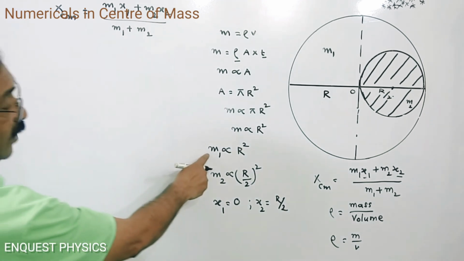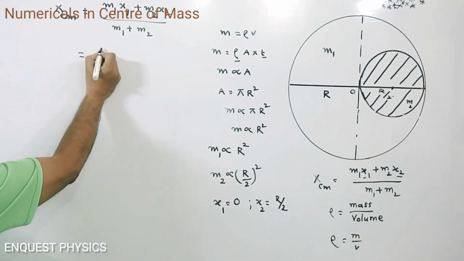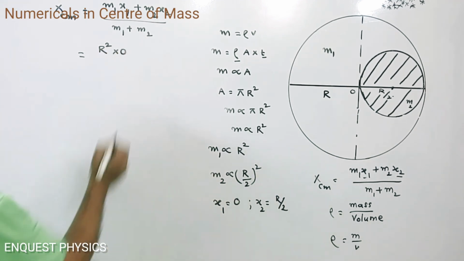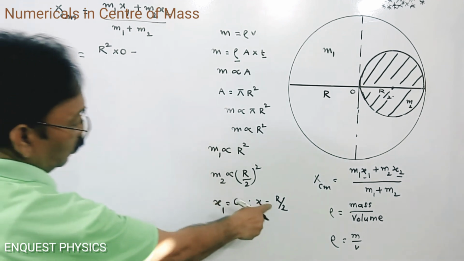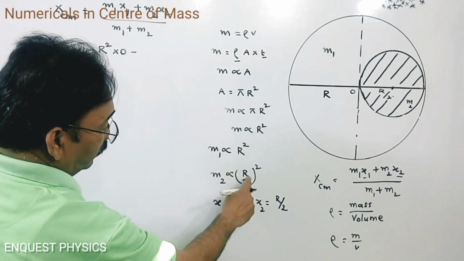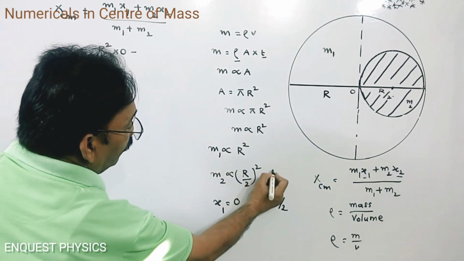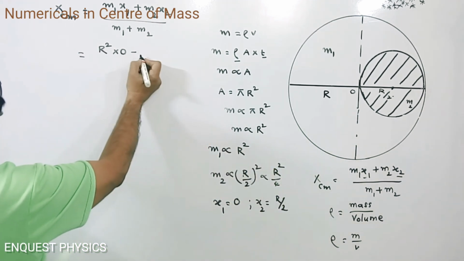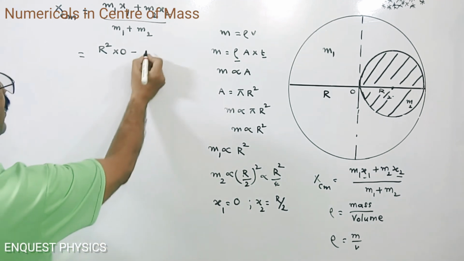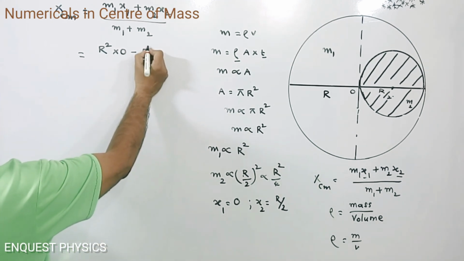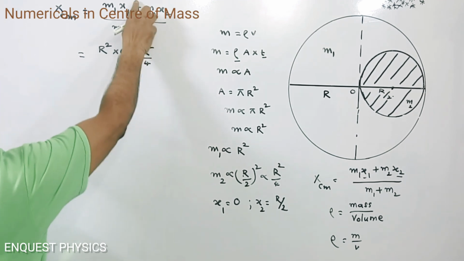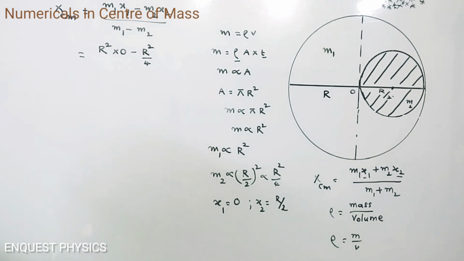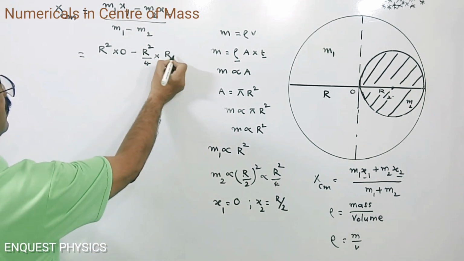In the place of m1 we are substituting r squared, that is r squared into x1, which is 0, plus m2, which is r squared upon 4. It is negative mass, I said. That's why I am writing it as r squared by 4. I am considering it as negative, and obviously it becomes negative, into x2, which is r by 2.